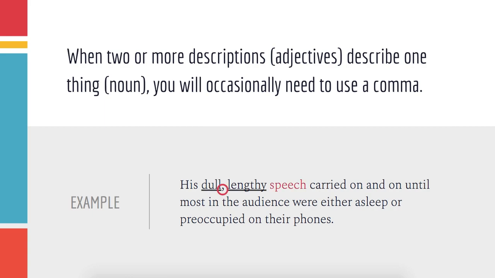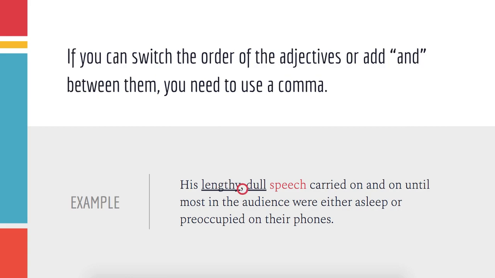So let's see what we have here. Our noun is speech. That is what we are describing. And our two adjectives are dull and lengthy. And you'll notice that there is a comma between these adjectives because they are coordinate adjectives. They are working together to describe the man's speech. But how do we know we need a comma there? Well, here's the rule. If you can switch the order of the adjectives or add the word and between them, you need to use a comma.